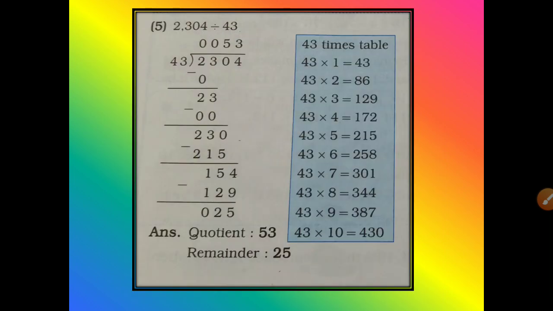Question number 5. 2304 divided by 43. 2304 divided by 43. The first number is 2, smaller than 43. Write 43 zeros are 0. 2 minus 0, 2. Second number 3, 23. Again smaller than 43. Write 0. 43 zeros are 0. 3 minus 0, 3. 2 minus 0, 2. This answer is 23.